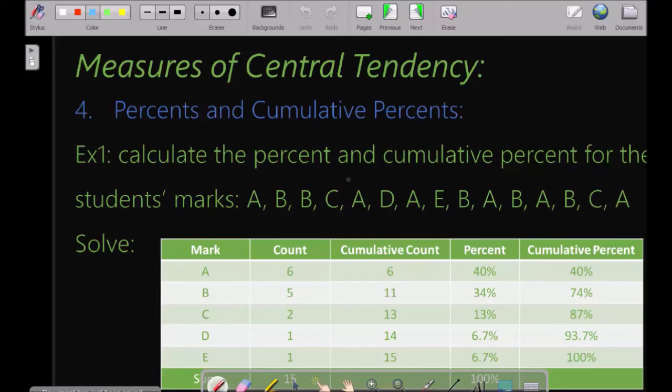Calculate the percents and cumulative percents for these students' marks. I have about 15 students. First one gets E, for example, in the math subject, A. Second one B, B, C, A, D, A, E, and so on. So we build this table. The marks here: A, B, C, D, E. How many A's do I have? 6. And how many B's?